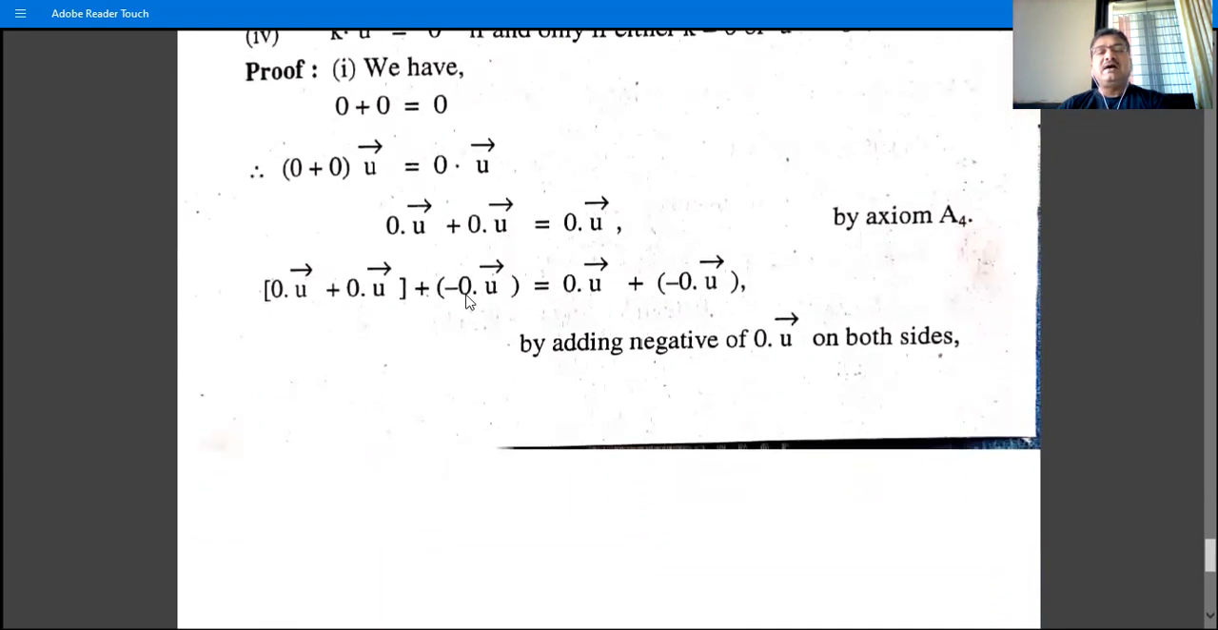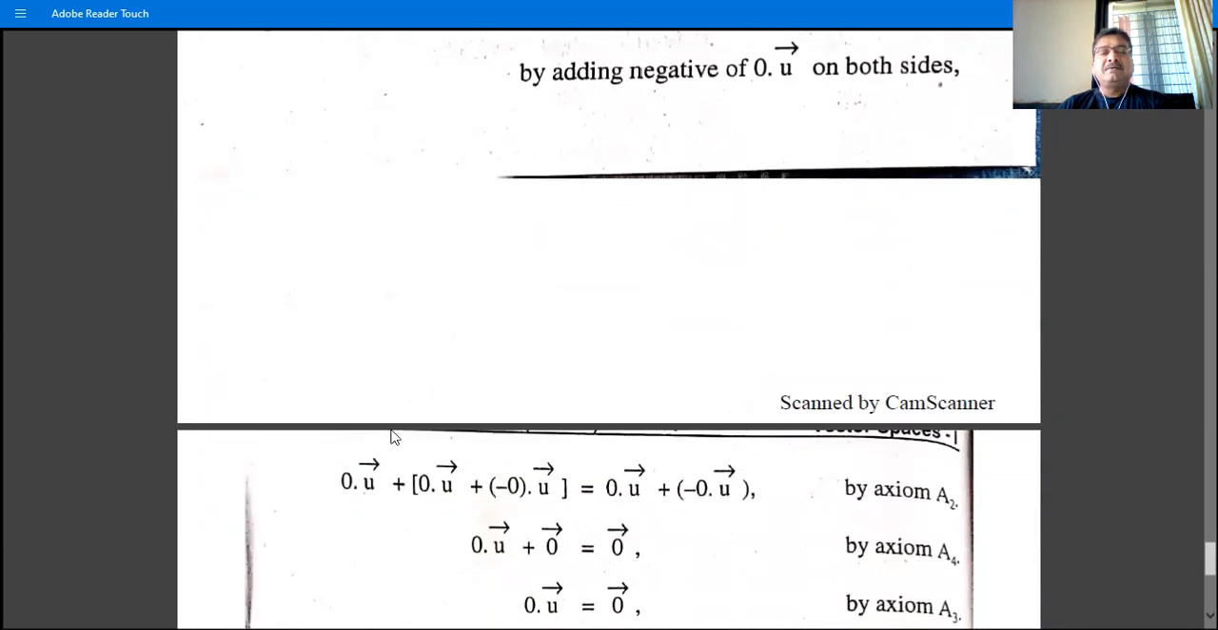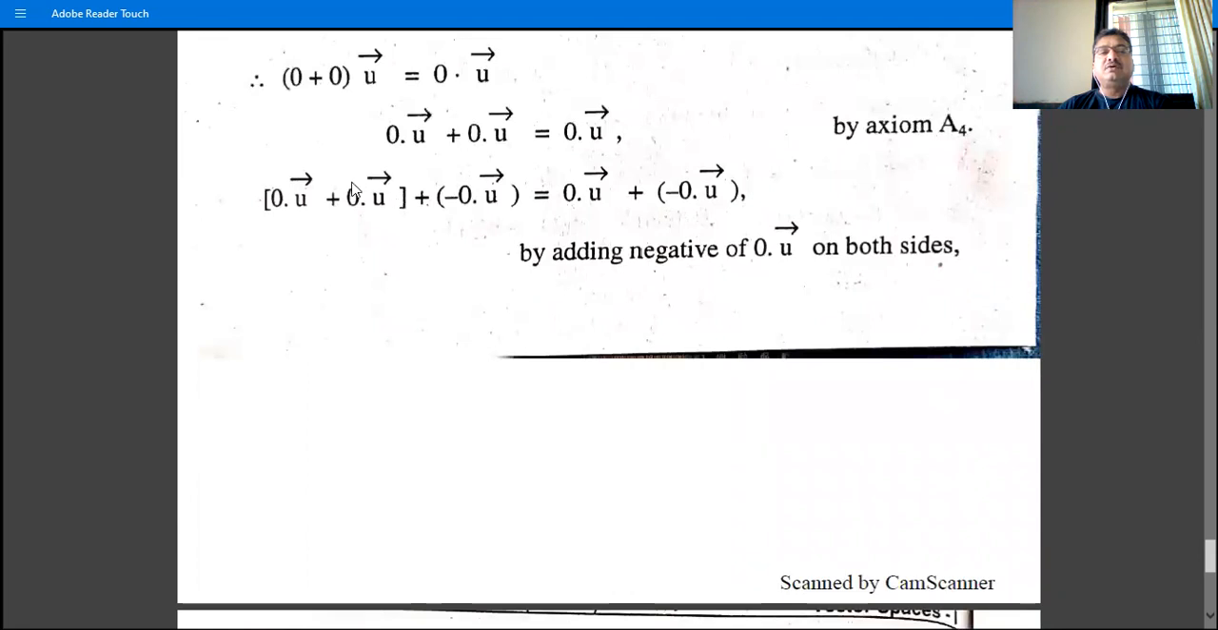So then add minus 0·u̅ on both sides. Minus 0·u̅ is what? It is the negative of 0·u̅. So add 0·u̅ minus 0·u̅ on both sides, and then by using the associative property, we shift this bracket to these two.